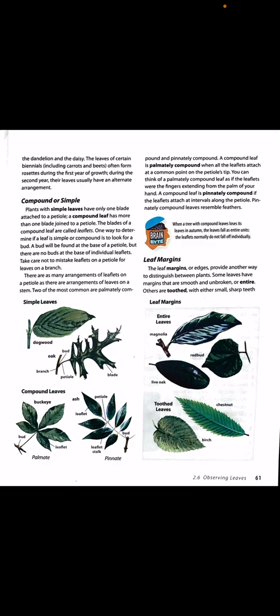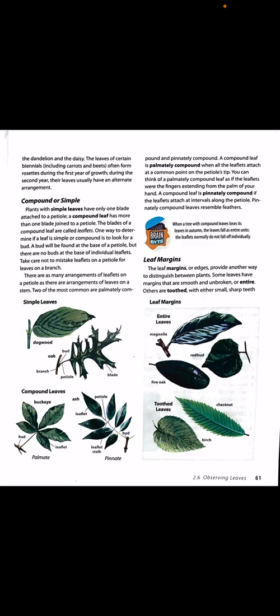There are as many arrangements of leaflets on a petiole as there are arrangements of leaves on a stem. 2 of the most common are palmately compound and pinnately compound. A compound leaf is palmately compound when all the leaflets attach at a common point on the petiole's tip. You can think of a palmately compound leaf as if the leaflets were the fingers extending from the palm of your hand. A compound leaf is pinnately compound if the leaflets attach at intervals along the petiole. The pinnately compound leaves resemble feathers.